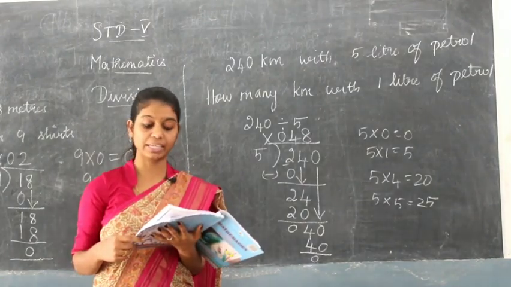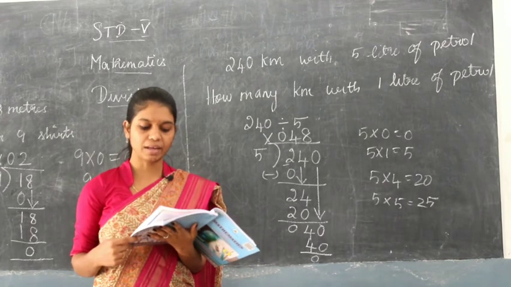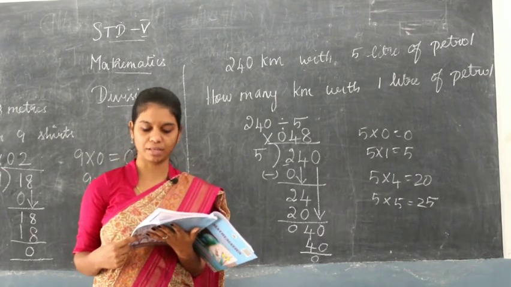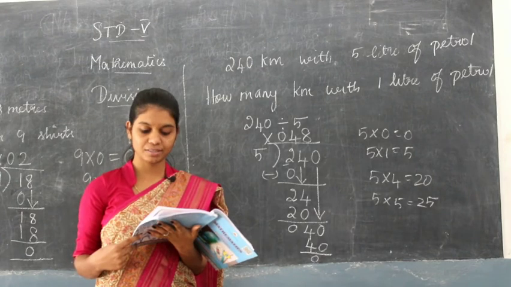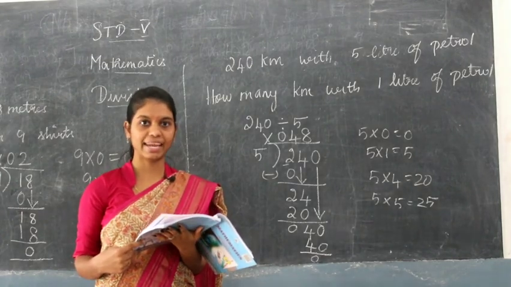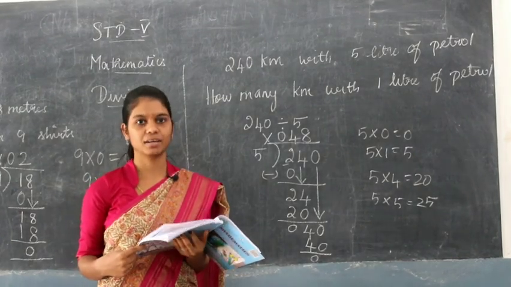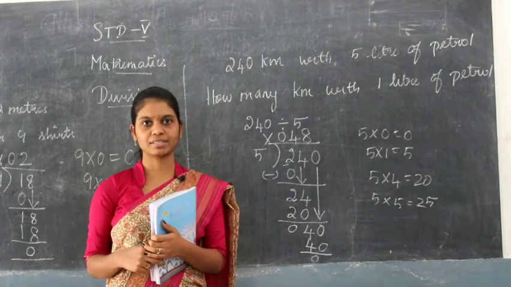Okay. So the last question is a car manufacturing company manufactures 14,820 cars in 13 months. Find the number of cars manufactured in 1 month. So what you should do? You should divide 14,820 by 13. Okay. So finish the sums and send it to me.